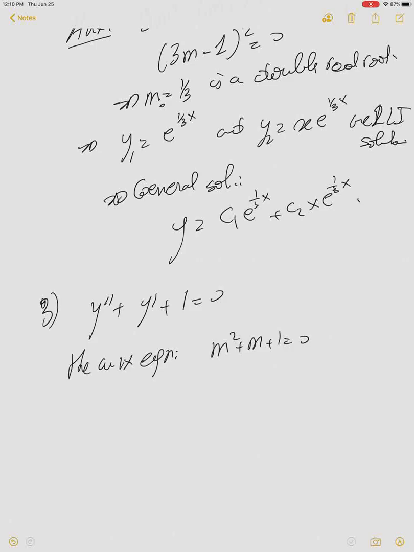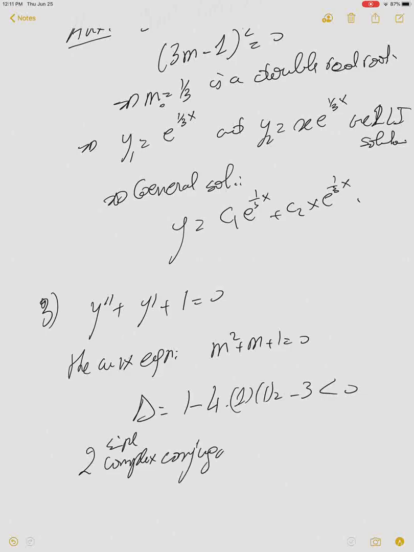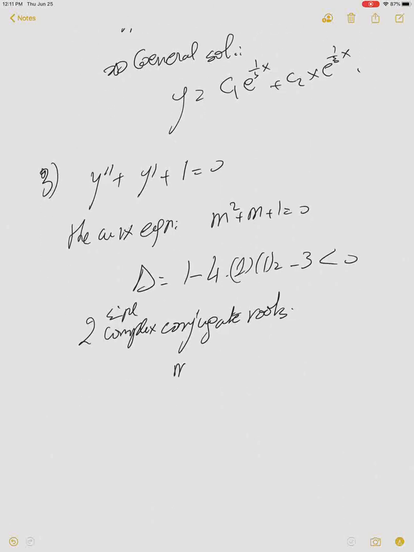Okay, now if you want to use all these tricks we did before, you will notice that you will get nowhere. So I will be stuck with calculating delta. So what is delta here? It's 1 minus 4 times 1 times 1. It's equal minus 3, so negative. So I have two simple complex conjugate roots, which are m12, it's minus b, so minus 1 plus or minus i square root of 3 over 2, which is minus half plus or minus i square root of 3 over 2.